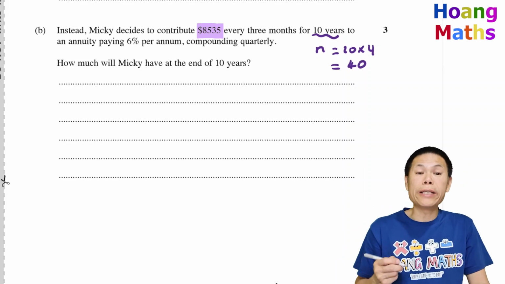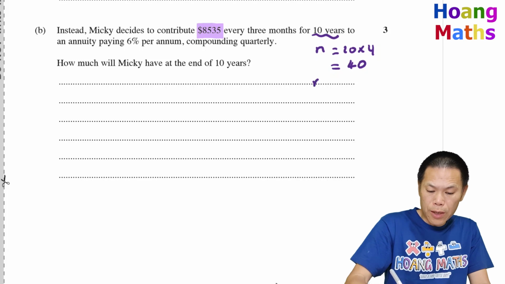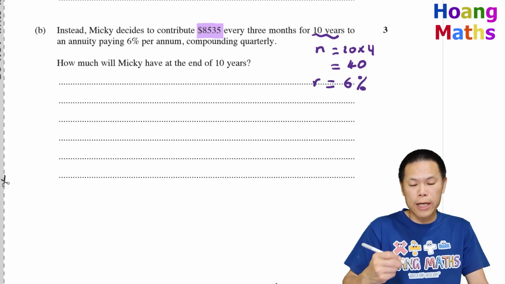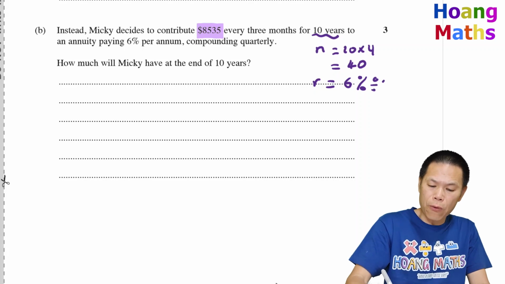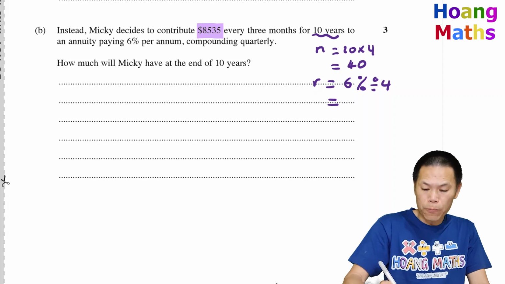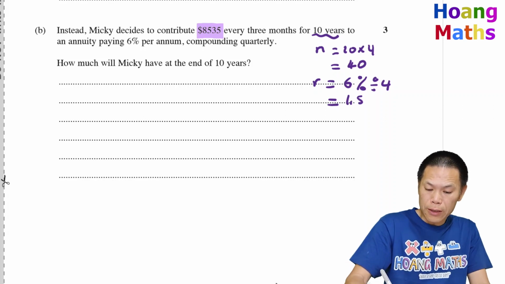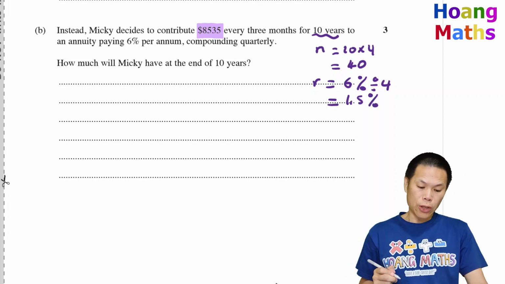Now the interest rate is 6% per annum. R is 6% per year but compounded quarterly. So we need to divide by 4. So 6 divided by 4 is 1.5. So 1.5%. So there you go.